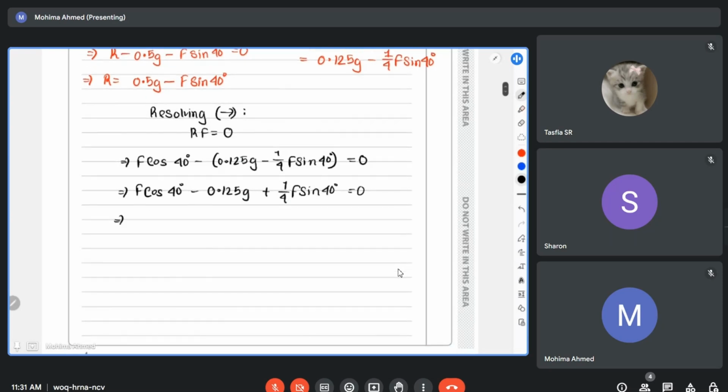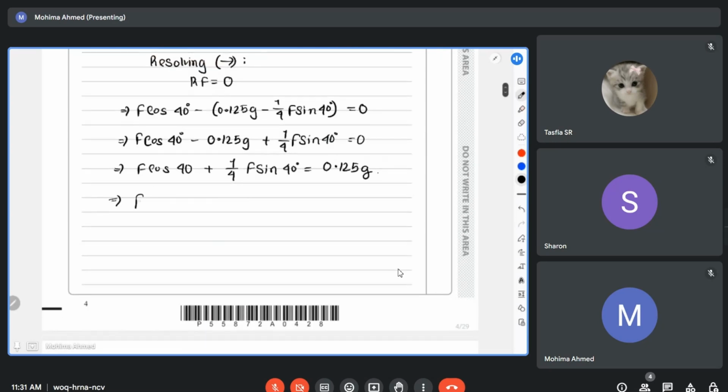You're going to keep the f on the left hand side and take that 0.125 to the right hand side. So now you have f cos 40 and then 1 by 4 f sine 40 degrees equals 0.125 g. Finally, if you take f common from this, it ends up as f (cos 40 degrees plus 1 by 4 sine 40 degrees) equals 0.125 g.